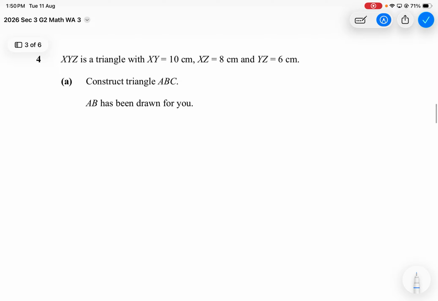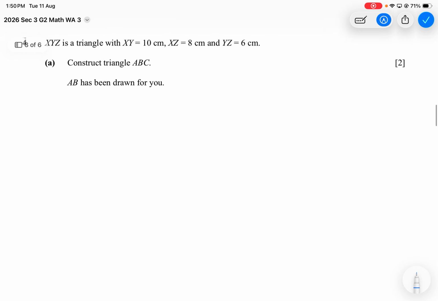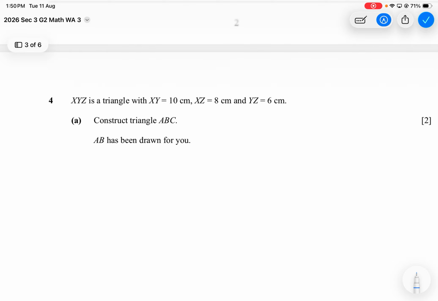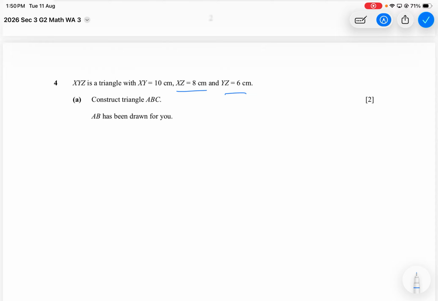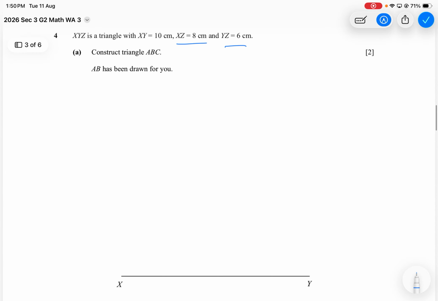Okay, construction. I told you all before, all your distances you construct with a compass. So XZ is 8, YZ is 6. X is over here, Y is over here. You already know your Z is somewhere in the middle here. So if I do a sketch, X, Y, Z, XZ is 8, YZ is 6. I already know I want to construct this.